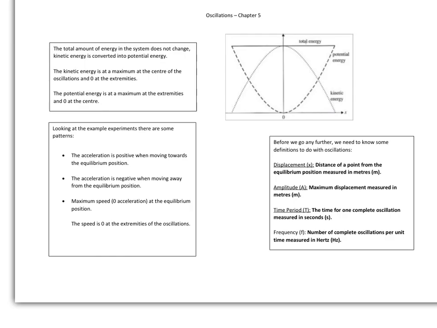So we have some definitions. Displacement is the distance from the equilibrium position, measured in meters. Amplitude is the maximum displacement, measured in meters. The time period is the time for one complete oscillation, measured in seconds, and the frequency is the number of complete oscillations per unit time, measured in hertz.